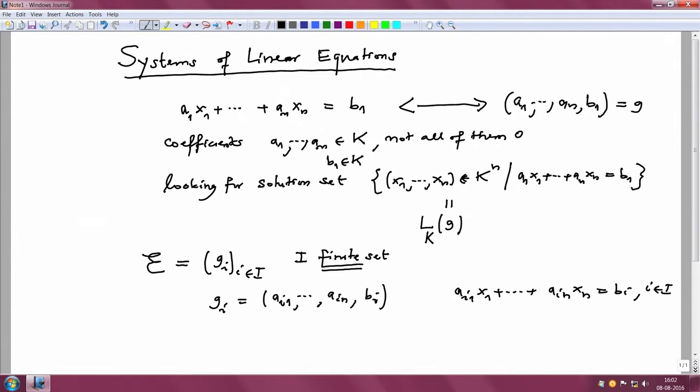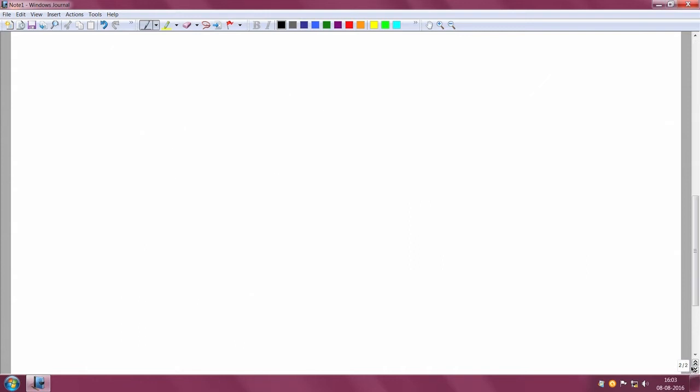So, it is clear that the solution space of the system E is nothing but the intersection of the solution spaces of all the Gi's. This is clear because this means all the equations are satisfied. These are the tuples where all the equations are satisfied simultaneously. So, that is intersection.